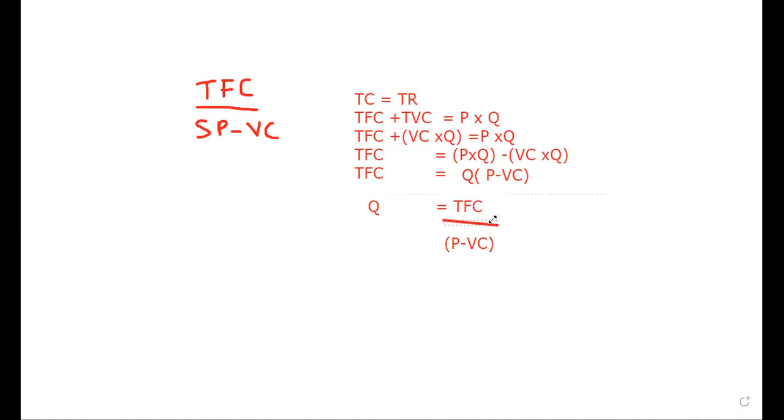So this is the break-even formula: break-even quantity equals total fixed cost over selling price minus variable cost. This section, selling price minus variable cost, we call the contribution. This entire chapter is actually based on this formula: total fixed cost over contribution, selling price minus variable cost.